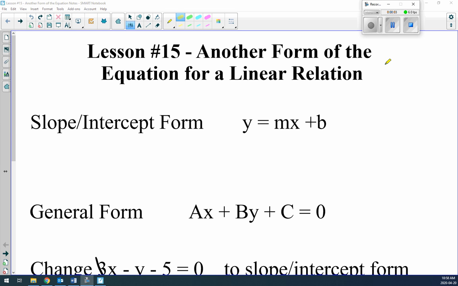Okay, so this is lesson 15, another form of the equation for a linear relation. Lesson 14 was on linear relations, but here's the thing. They're not always given to you in that form. Slope-intercept form is what we did in 14. That's y equals mx plus b. But sometimes they're given to you in different forms.